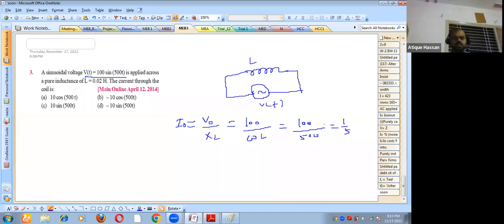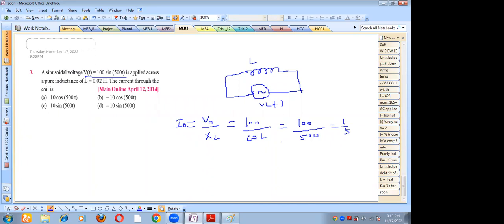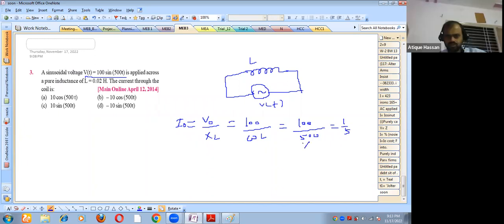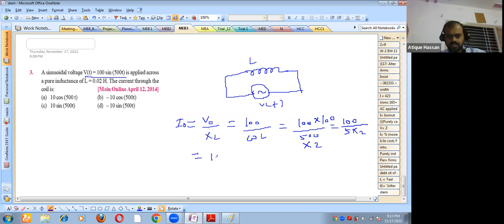So this is the magnitude of 0.02, which means 2 into 100 for omega L. So we'll get 100 by 5, and I naught as 10. Got it? So now we got the magnitude of current.